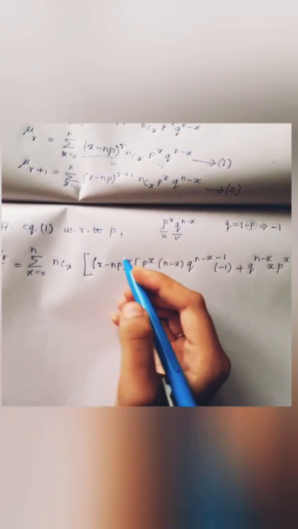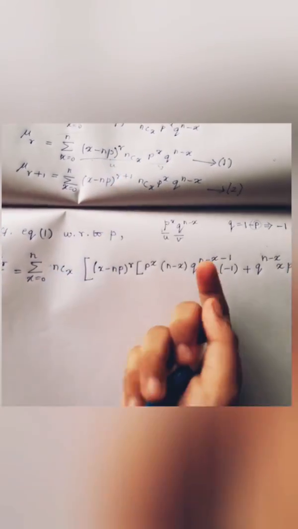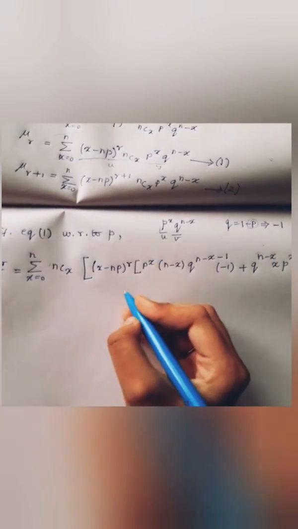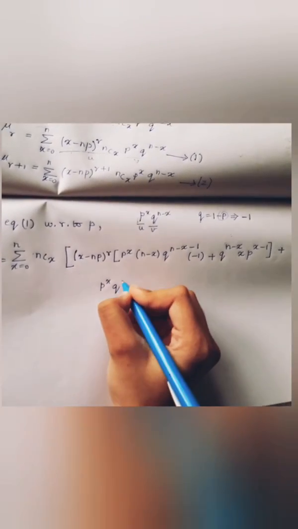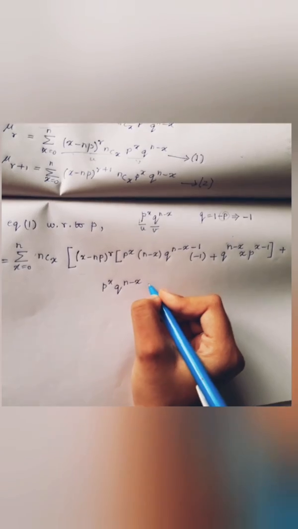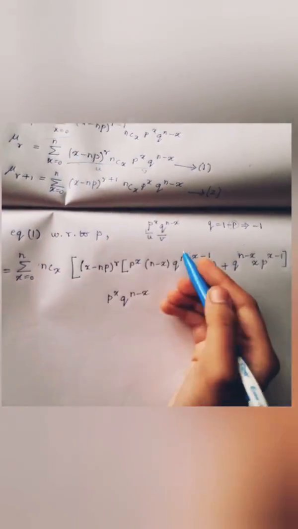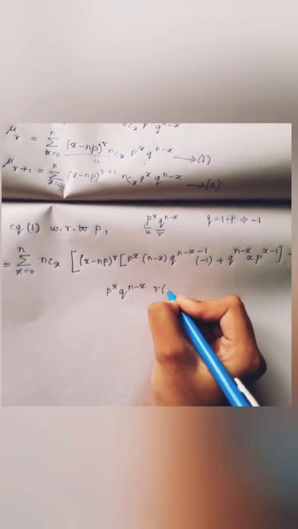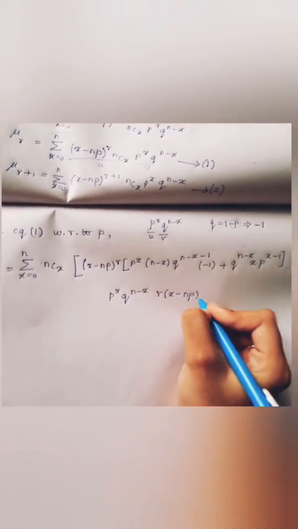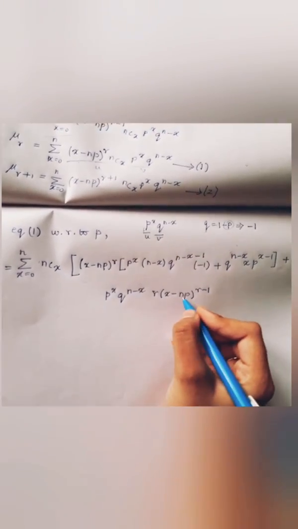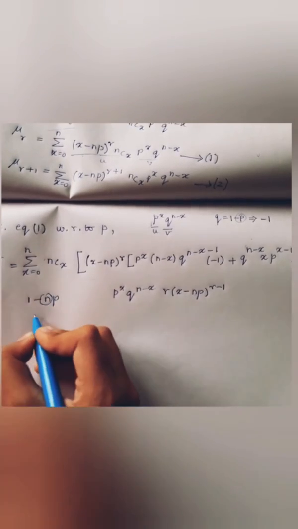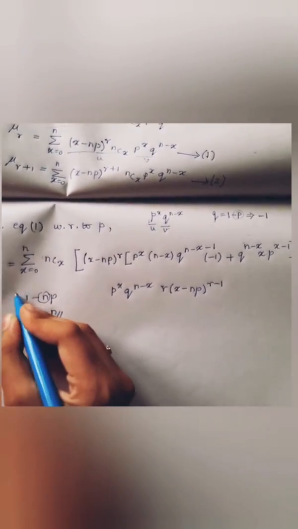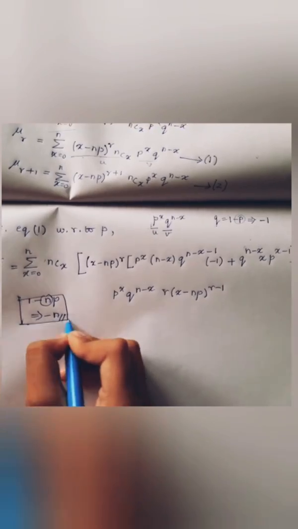Then we have written for v, now we have to write for u, so that p power x q power n minus x we should write as it is, and we have to differentiate x minus np the whole power r, so that r will come in front, r into x minus np whole power r minus 1. Now if we differentiate again, we will get minus n, so that minus n occurs there.